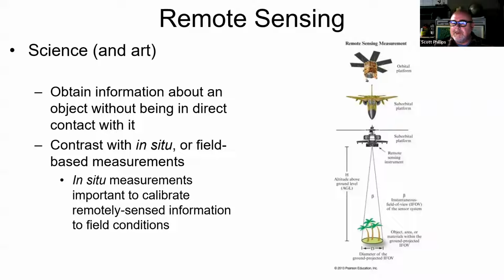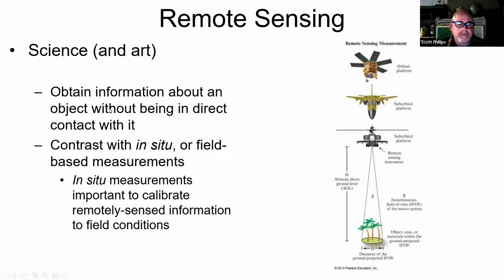It's defined as the science and art of obtaining information without being in direct contact with it. Information can be collected from both orbital platforms in space, and suborbital platforms, including airplanes and helicopters, and more increasingly with drones. Drone technology is really emerging as a new and increasingly popular remote sensing platform.